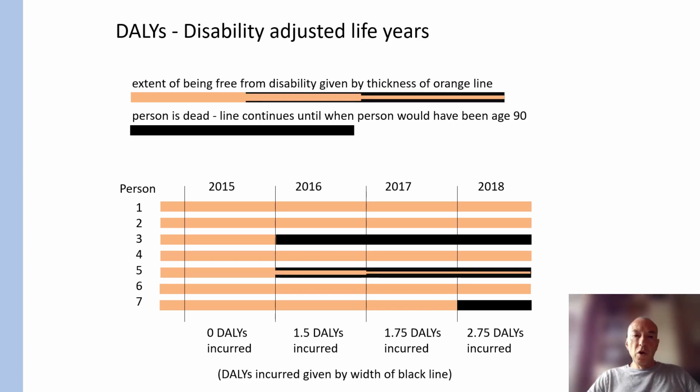Now, with years of life lost, we can also extend this to the concept of disability adjusted life years. So again, we're counting the life years when a person is dead, but we're also counting the disability while they're alive. So including the black lines when people are alive.